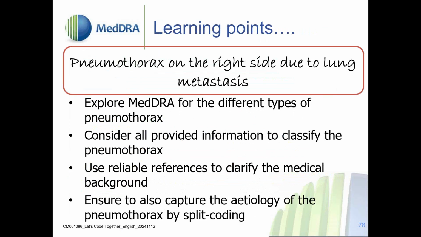So what we had to do was explore MedDRA for the different types of pneumothorax first, and also take into account the reported event that led to this condition, the lung metastasis. We used reliable medical references to understand the difference between a traumatic and other types of pneumothorax, and found information that helped us to classify the condition. And of course, we would also have to code the etiology of the pneumothorax, that is lung metastases.